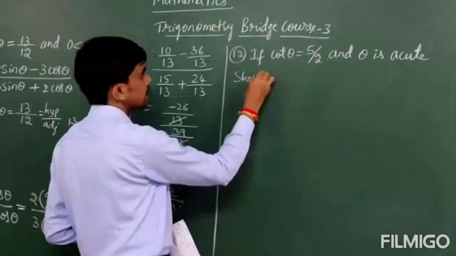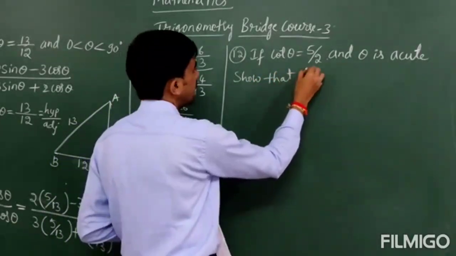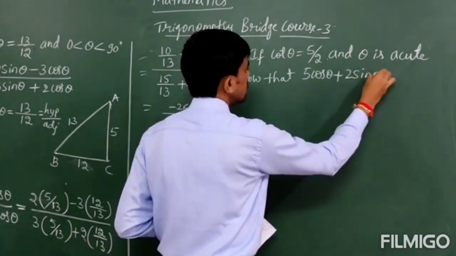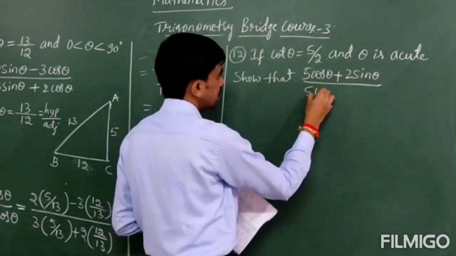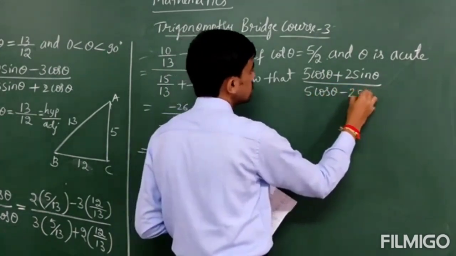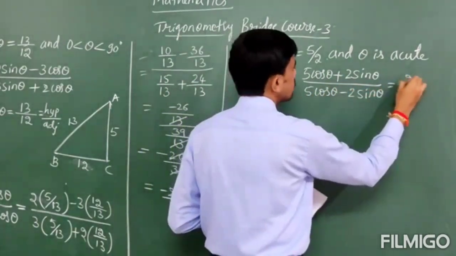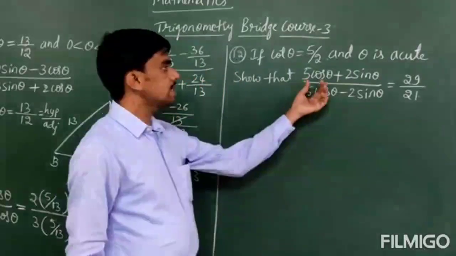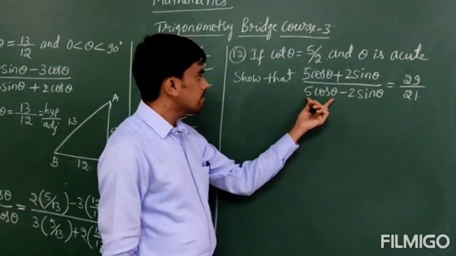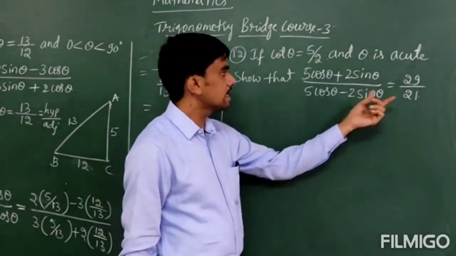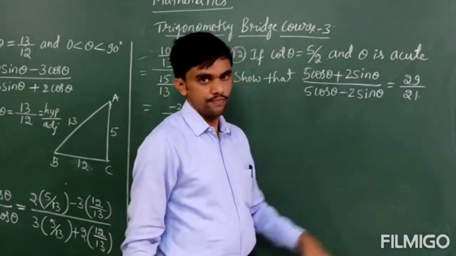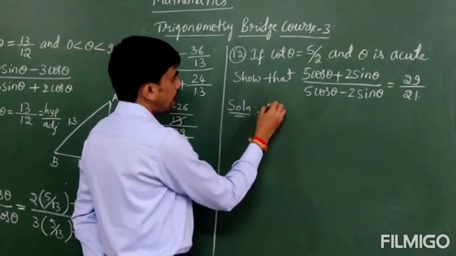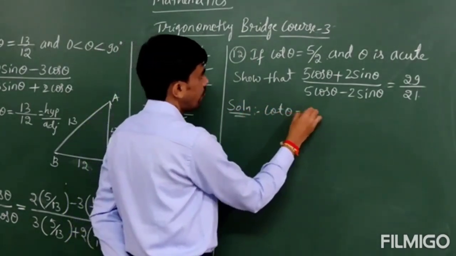Show that (5 cos theta plus 2 sin theta) divided by (5 cos theta minus 2 sin theta) is equal to 29 by 21. So we have to show that 5 cos theta plus 2 sin theta divided by 5 cos theta minus 2 sin theta is equal to 29 by 21. The solution: cot theta is equal to 5 by 2.